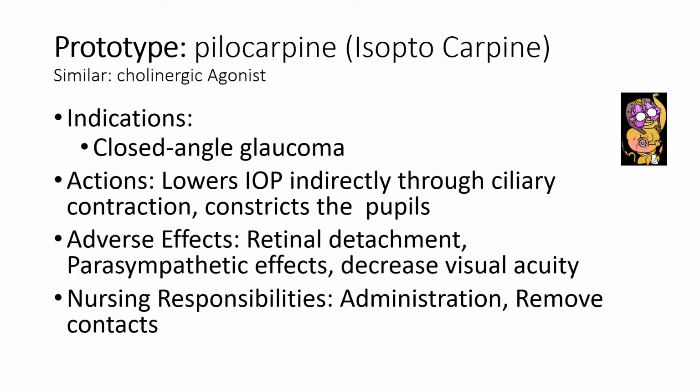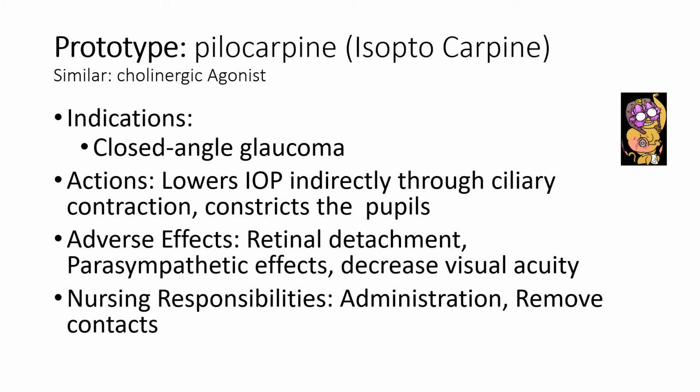Okay, so let's look at pilocarpine. Pilocarpine is a cholinergic agonist. So it's going to cause the pupil to constrict. Why would we want the pupil to constrict? Well, we use this drug in acute closed-angle glaucoma. So this is the drop that I was talking about that you can use, and we can put drop after drop after drop to get the pupil to really constrict.